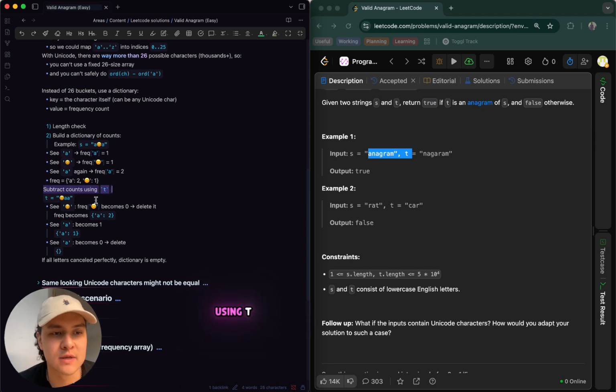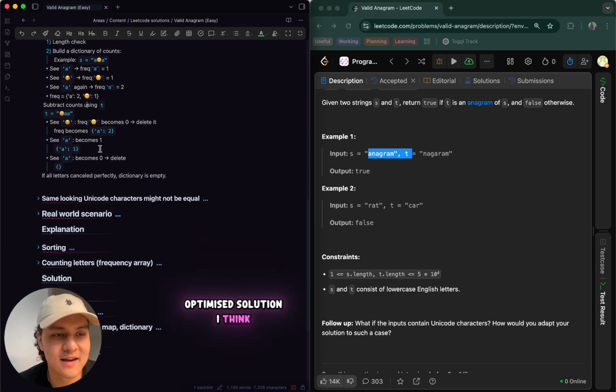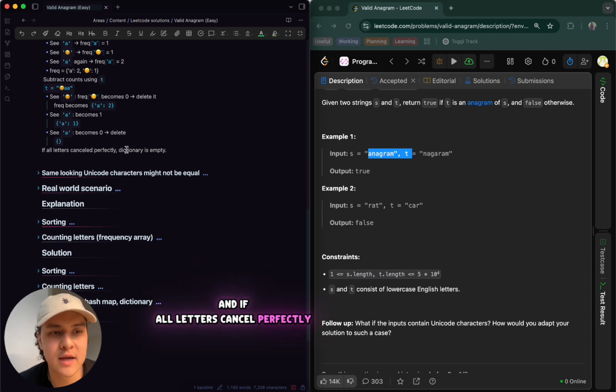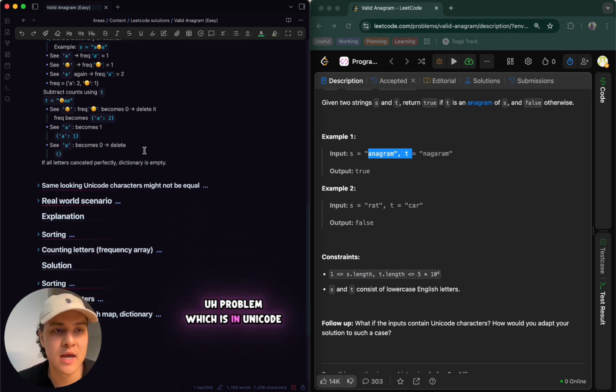Then we will subtract counts using T. We come up here, and we see the emoji, which is the same, so frequency becomes 0, and we will delete it because we don't need it anymore. So if T also contains this, in the dictionary we'll just delete the emoji. It will be a more efficient and more optimized solution, I think. Then we do the same with the rest, and if all letters cancel perfectly, the dictionary is empty.